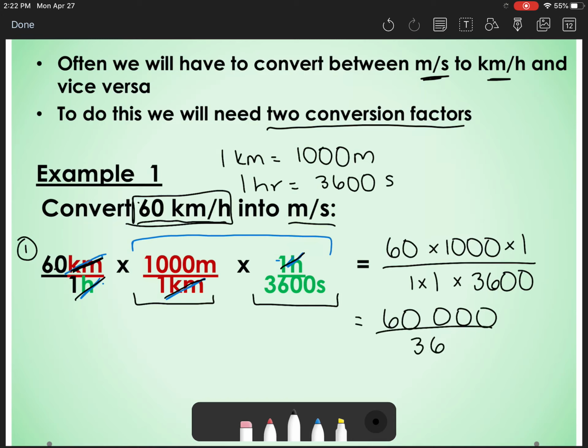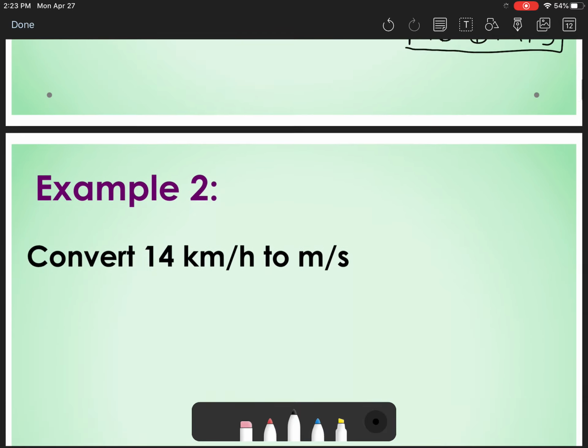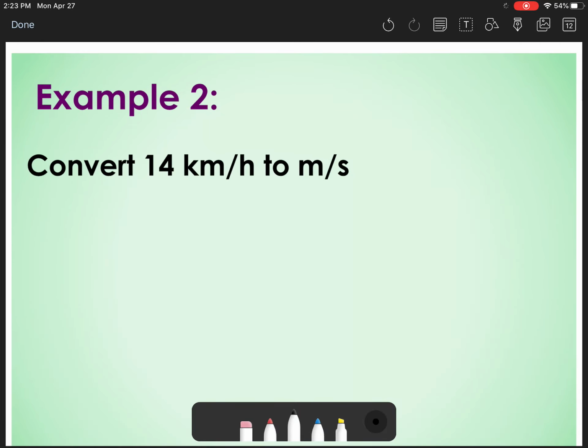This would give you 60,000 divided by 3,600, and you would do that as well. And that's going to give you 16.6, and my units I'm left with are meters per second. Okay, these ones take a lot of practice, so make sure you are following the examples and doing all of the practice. All right, let's do another example.